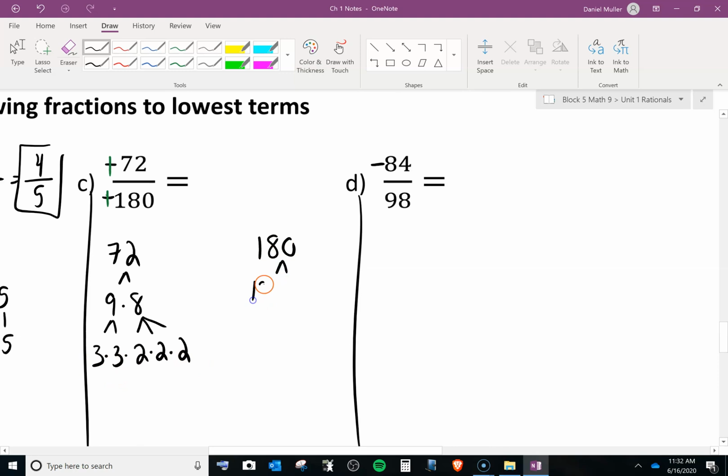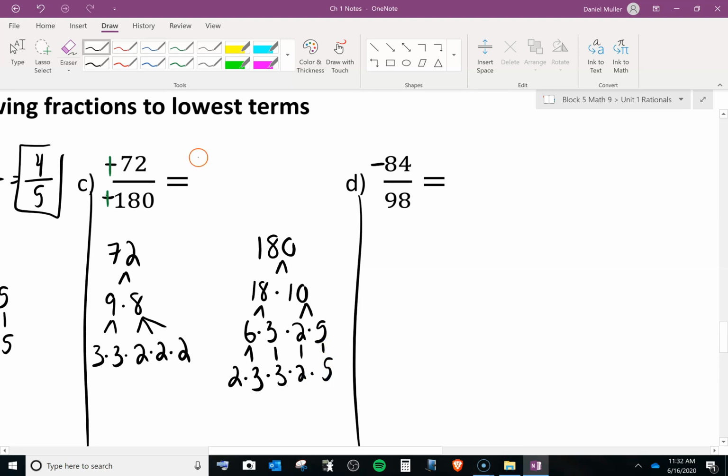This is nice. This is going to be one of those 18 times 10 because of the 0. 18 is going to be 6 times 3. 10 will be 2 times 5. So the 5, 2, 3, that's good. Okay, so this needs to be a 2 and a 3. Carry down the 3, carry down the 2, carry down the 5.